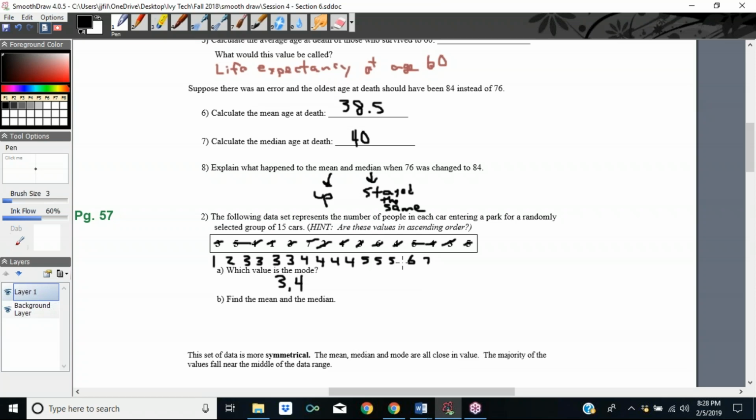There are 15 numbers, and so what we do is divide by 2 and go up to the next whole number. So 15 divided by 2 is 7, so the next whole number is 8. So the 8th number, 1, 2, 3, 4, 5, 6, 7, 8, looks like that 4 is the middle number. So the median is 4. And now we need the mean. And so we're going to calculate the mean by adding all of those up and then dividing by 15.